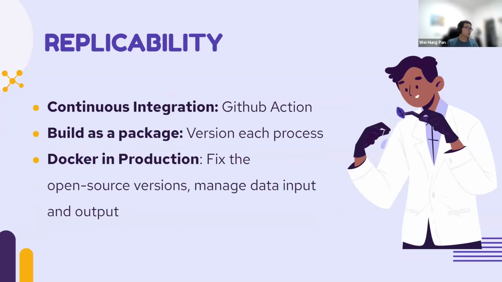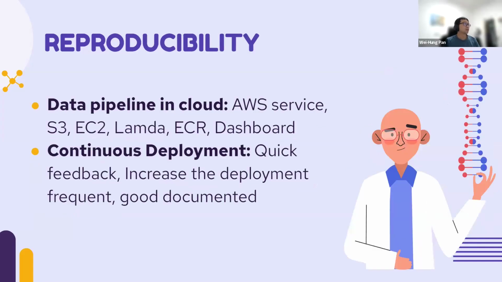And reproducibility means you can replicate this. You put it in GitHub Actions, and every time you run it and update it, you have a version, and then we put it in Docker. And in the end, for reproducibility, we put that in the AWS service. Then we do continuous deployment, so everything is automatic.